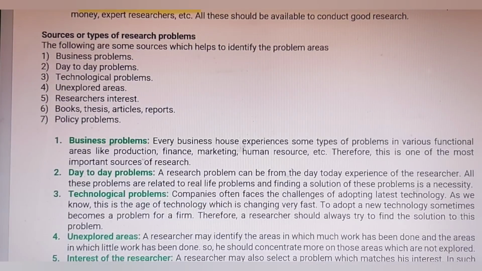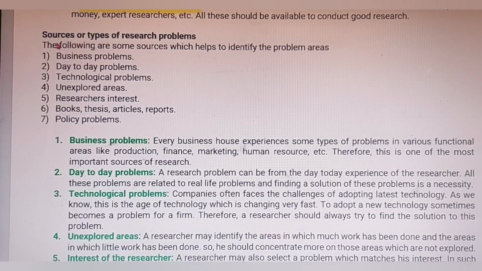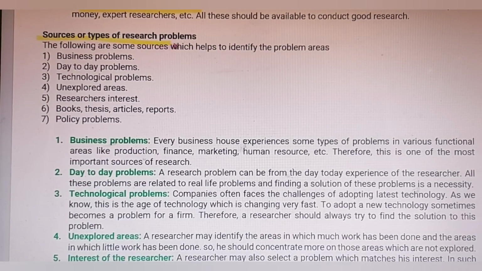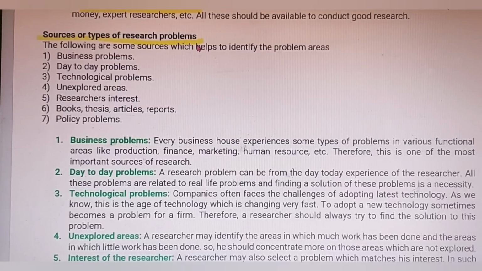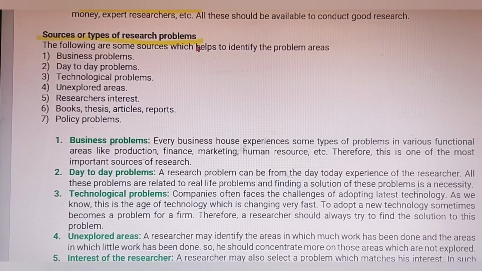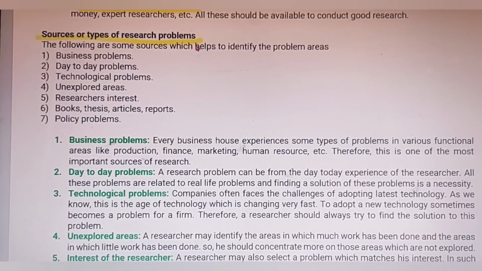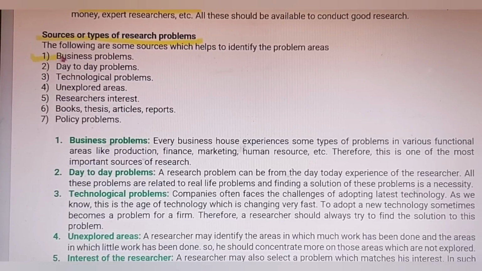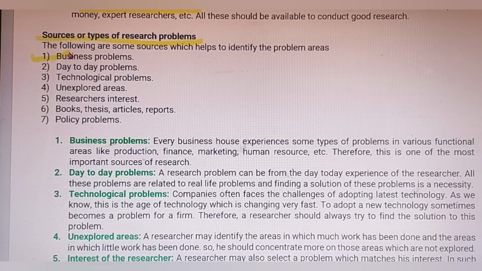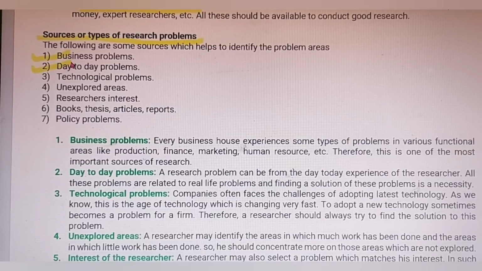The next topic is sources or the different types of research problems. Now this is again a very common question actually. What are the different types of problems for which business enterprises do research? Firstly, there are a lot of business problems for which researchers do research. Then day-to-day problems are there with the common people.